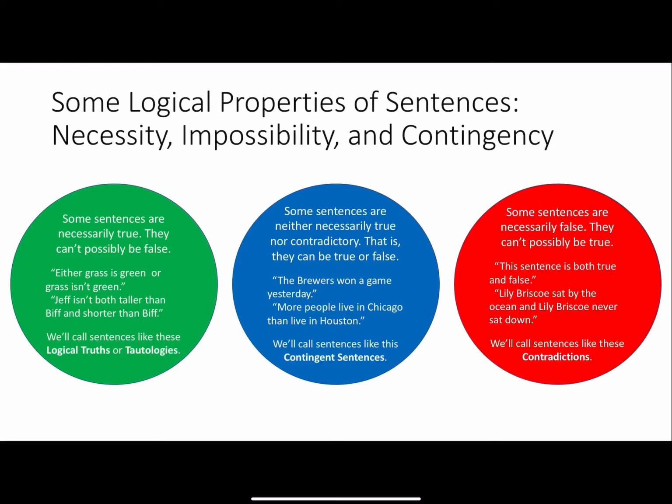We'll call sentences like these contingent sentences. These are sentences that are capable of being true or false. Every sentence is in one and only one of these three categories. All right.